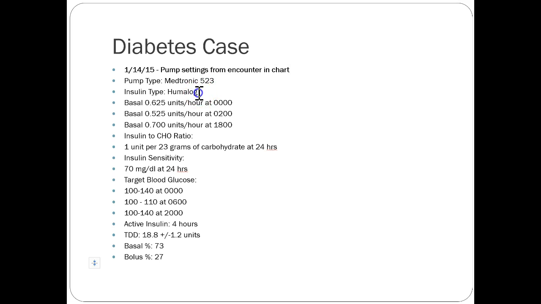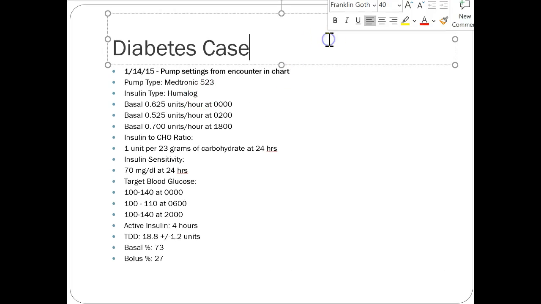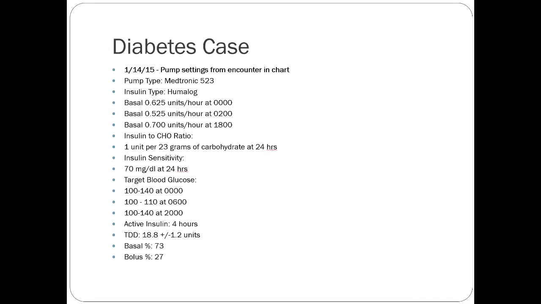She's using Humalog here, which is insulin lispro, and the rates are there, so you can see her basal rate changes throughout the day. Insulin to carbohydrate ratio: 1 unit per 23 grams of carbohydrates at 24 hours. Insulin sensitivities are there, target blood glucoses, active insulin, and the plus or minuses, percentage of basal and bolus. So it really gives you all the information. TDD stands for total daily dose. That's how much insulin she's getting on a daily basis, about 18.8 units, plus or minus a unit.